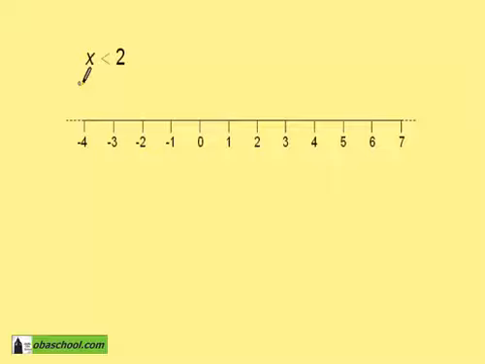Here we're going to introduce a mathematical symbol that you may not have met before. This statement says that x is less than 2. Just writing this out, we have x is less than 2. So the symbol in the middle means is less than. We can represent this on this number line.